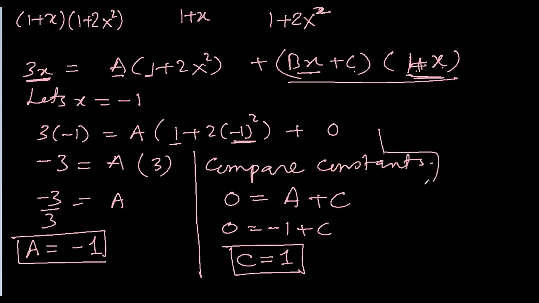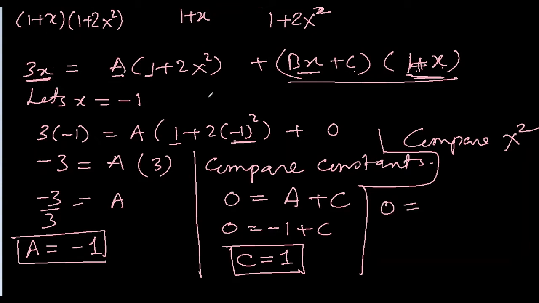To find b, let's compare coefficients of x square. Is there any coefficient of x square here? No. So 0. Only x is there. There is no square, so we'll leave it. Here 2a will be the coefficient of x square because when a multiplies with 2x square, we'll get 2ax square. So 2a will be the coefficient here.